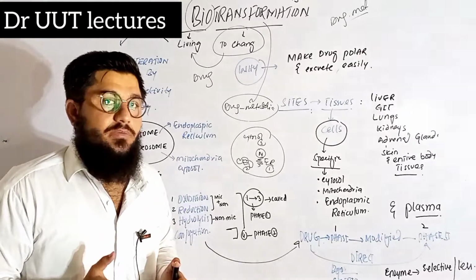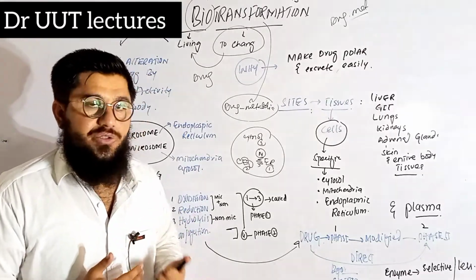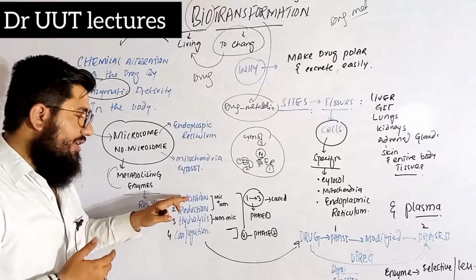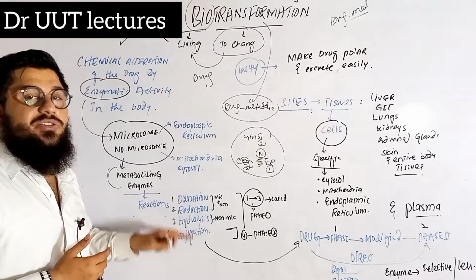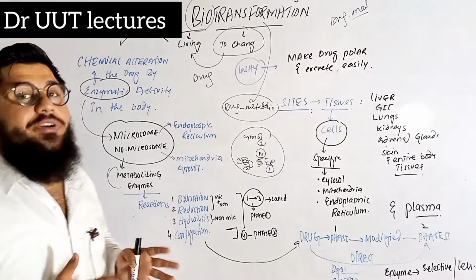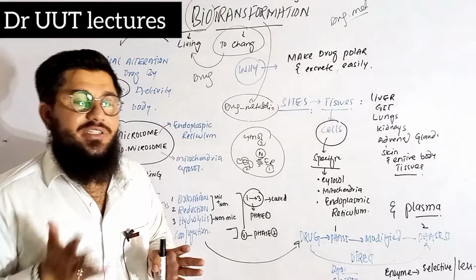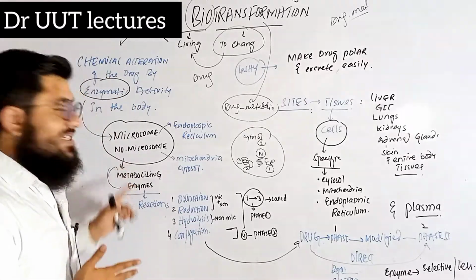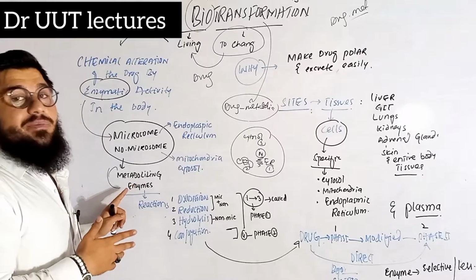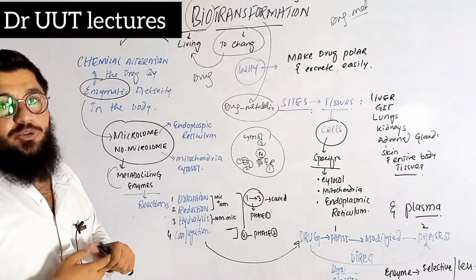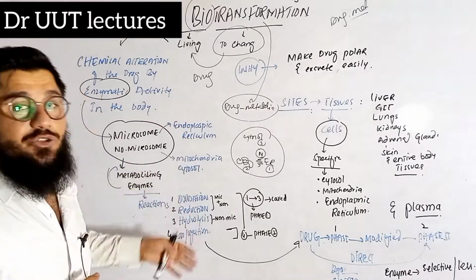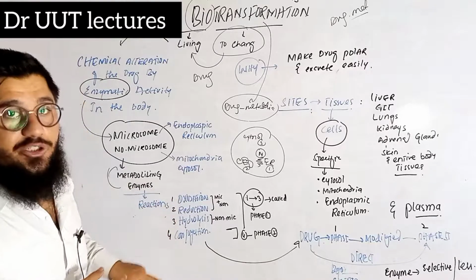Well, now we know about the enzymes. What is their job? They are supposed to facilitate reactions. So here we have reactions like oxidation, reduction, hydrolysis, and conjugation. These are the four types of reactions that are facilitated by these metabolizing enzymes, which are microsomal and non-microsomal enzymes.